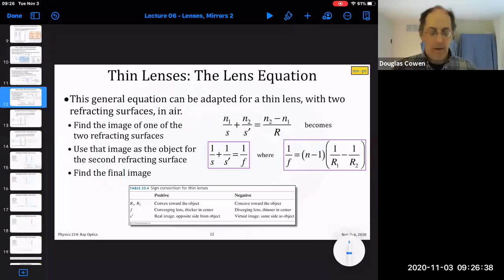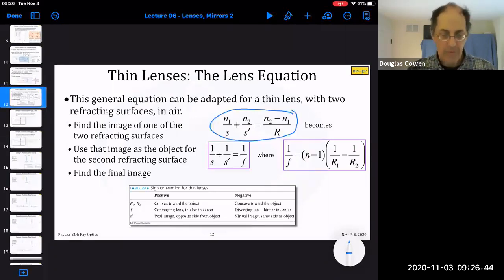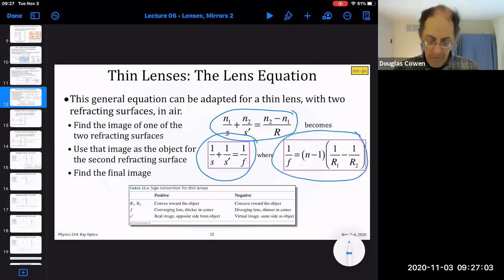So if you go through the algebra and the trigonometry, this expression that we wrote down before for a single surface now becomes this expression, which is fairly simple. It says 1 over the object distance plus 1 over the image distance, S prime, is equal to 1 over the focal length, where the focal length is defined by this equation here, which depends on the index of refraction of the material like glass out of which the lens is made, and the index of refraction of air, which is taken to be 1. So that's where that 1 comes from.